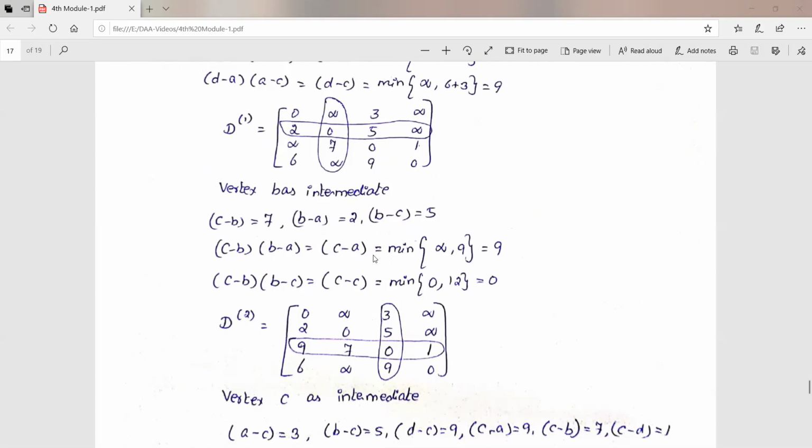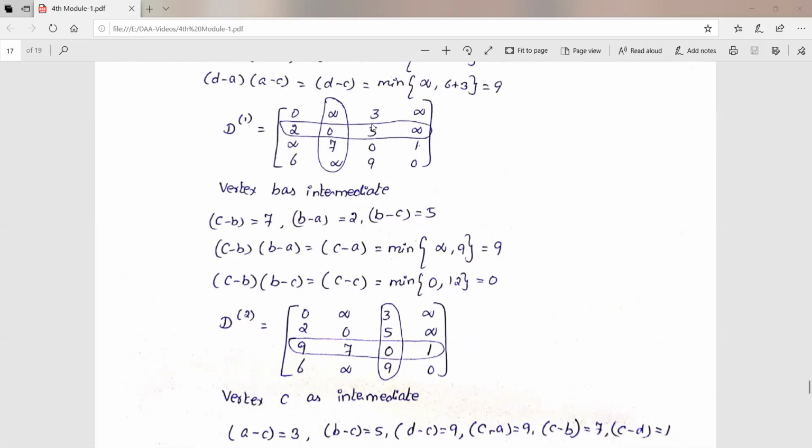Okay, so CA, we are having the value min is equal to infinity comma 9. That is CA, the value will be infinity. Okay, and then CB plus BA, the value will be 9. So the minimum value will be 9. Here CC, we are having the value 0. So it will be 0. Okay, and then CB and BC, that is 7 plus 5, it will be 12. So 0 comma 12, the minimum value will be 0. Okay, so now we can replace the value for C2A and then C2C. Okay, so other value will remain the same as in the previous matrix.